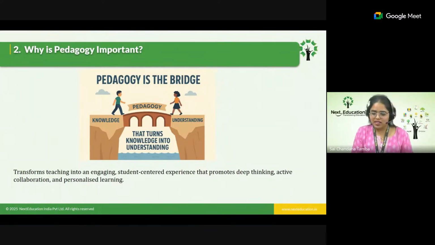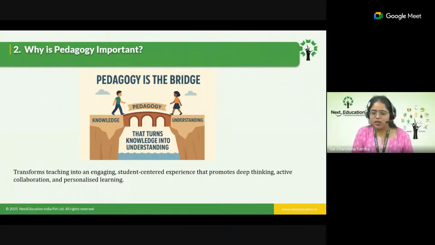So, as you can see here on the image, knowledge is a very physical aspect, you could say. You have many books to refer to, all with varied content or varied amounts of knowledge. That knowledge helps if we want our students to understand it, and pedagogy acts as a bridge to it.